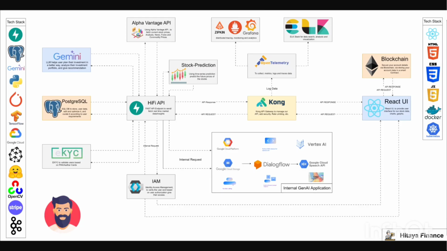We have used Kong API Gateway to manage our APIs and add security, rate limiting and all the other things, and to create a single entry point which acts as a bridge between the server and the client. Then we use OpenTelemetry to collect metrics and traces data, then Zipkin and Grafana for distributed monitoring analytics, and also the ELK stack for data search, analysis and visualization on the API.